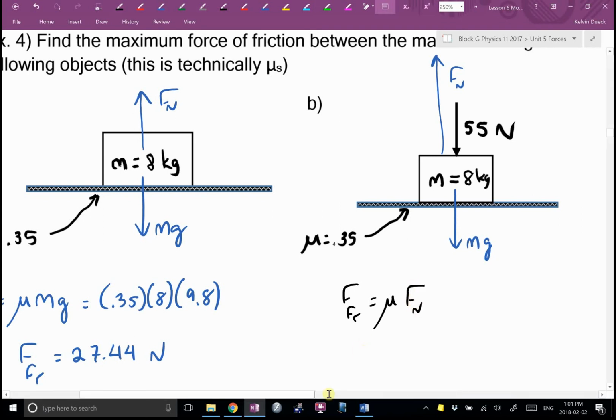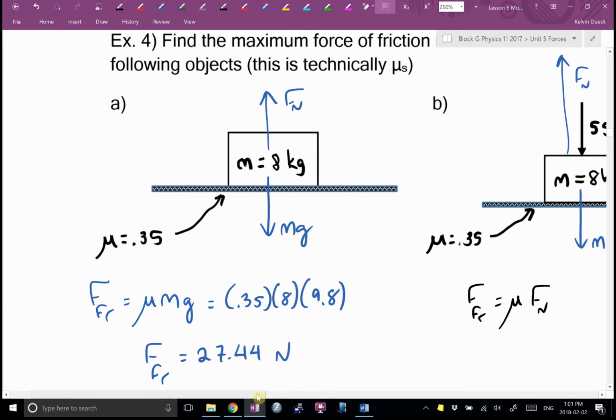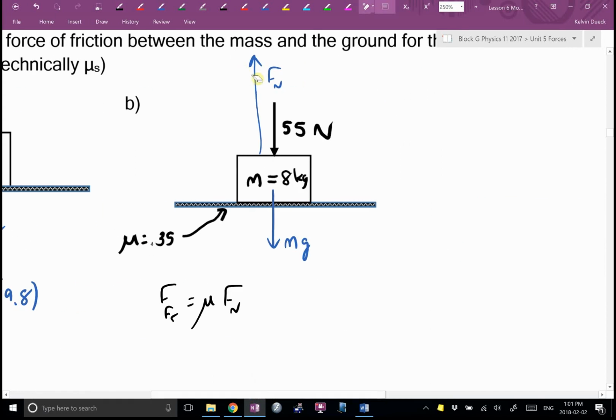Now, the reason you said that, Tristan, is here it's mu times the normal force. I don't know the normal force, but I noticed it has to be the same size as mg. Does this arrow look the same size as this arrow? Okay. I don't know the normal force. Oh, but look, okay.